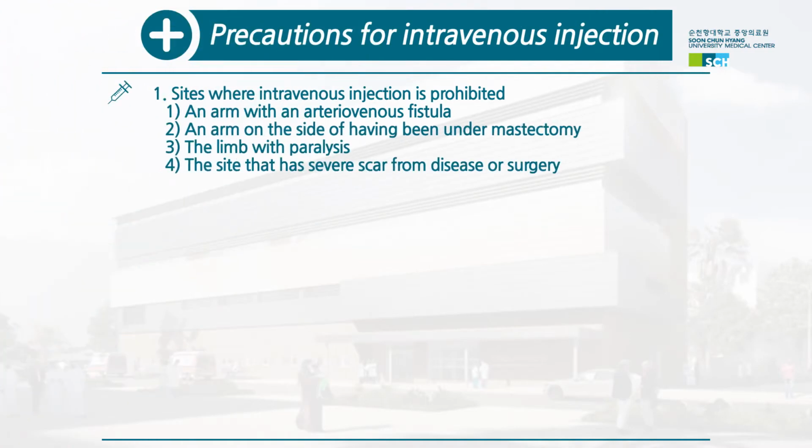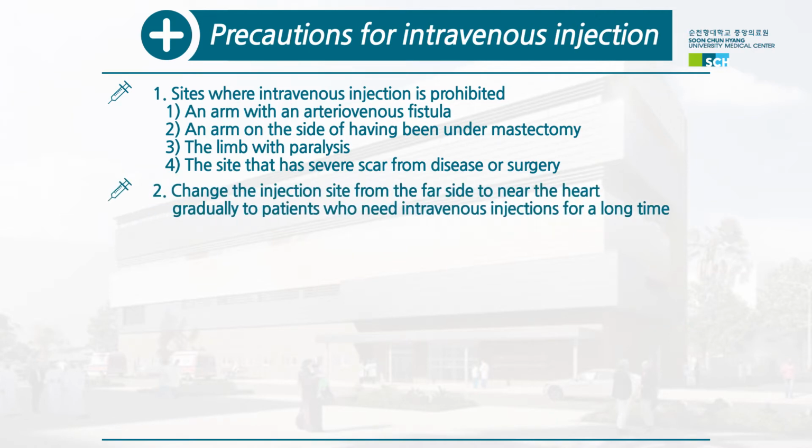The following are precautions for intravenous injection. First, check areas where intravenous injection is prohibited. An arm with an arteriovenous fistula, an arm on the side of having been under mastectomy, the limb with paralysis, and the site that has severe scar from disease or surgery should be avoided.